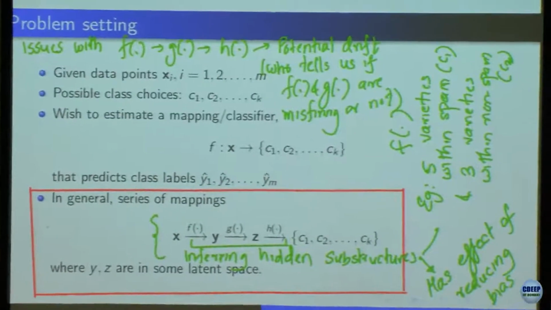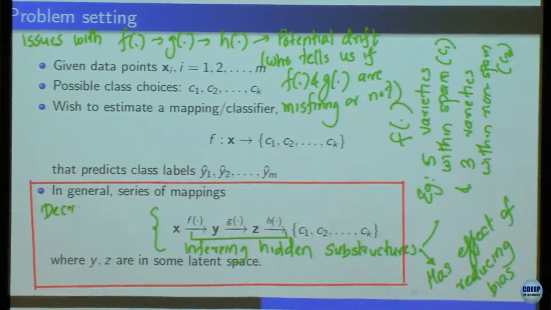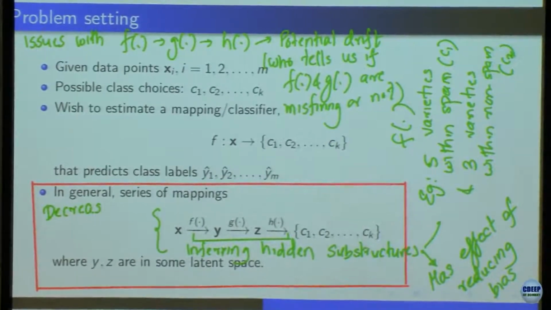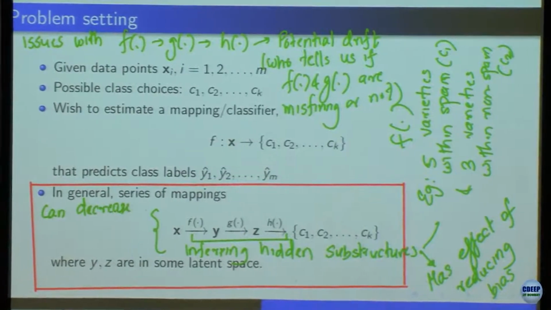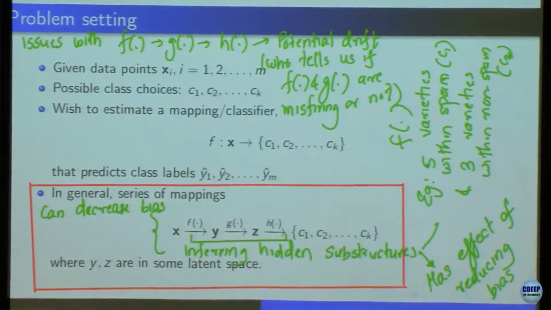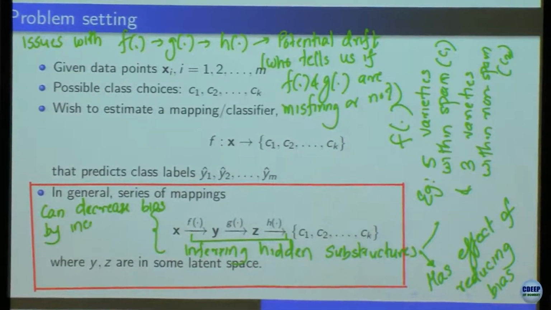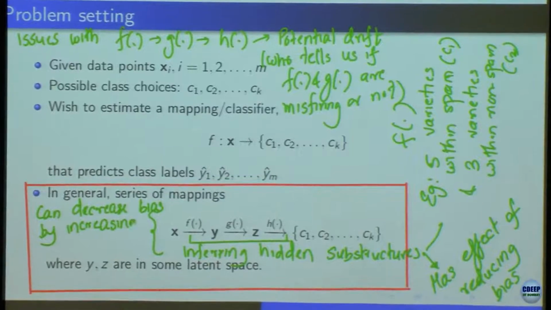But overall, this can decrease bias. I won't say it will always decrease, but it can by increasing model complexity. Okay. Is there any other nagging foundational question? Please do bring it up.